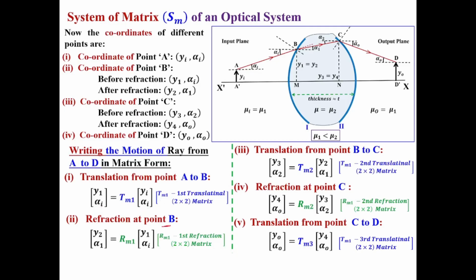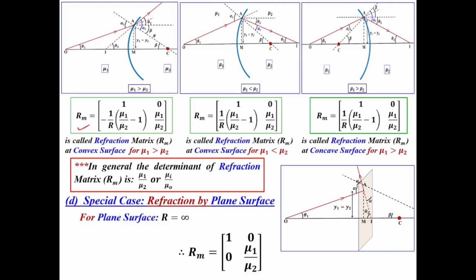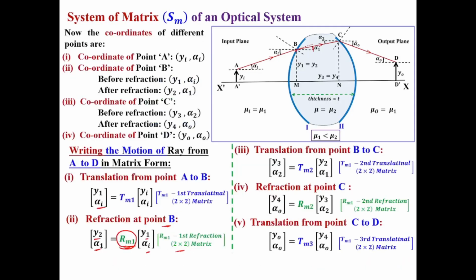Then refraction at point B. The coordinate will be y2, alpha 1, which equals the refraction matrix operated over y1, alpha I. Here RM1 represents the first refraction. This is itself a 2 cross 2 matrix; we already discussed it. Any refraction matrix, even for the convex side, is a 2 cross 2 matrix, and you recall the translational matrix is also a 2 cross 2 matrix. Only for that reason I have written a 2 cross 2 matrix here.